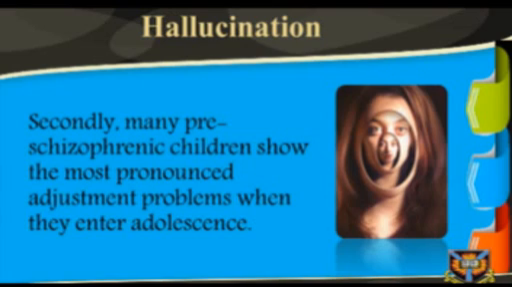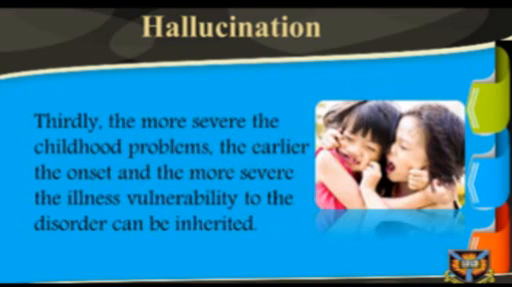Secondly, many pre-schizophrenic children show the most pronounced adjustment problems when they enter adolescence. Thirdly, the more severe the childhood problems, the earlier the onset and the more severe the illness. Vulnerability to the disorder can be inherited. Events that occur during pregnancy and delivery, such as obstetrical complications, can increase the child's risk for schizophrenia in adult life. The leading psychological explanations for schizophrenia come from the psychodynamic, behavioral, and cognitive models. There are also sociocultural and stress explanations.